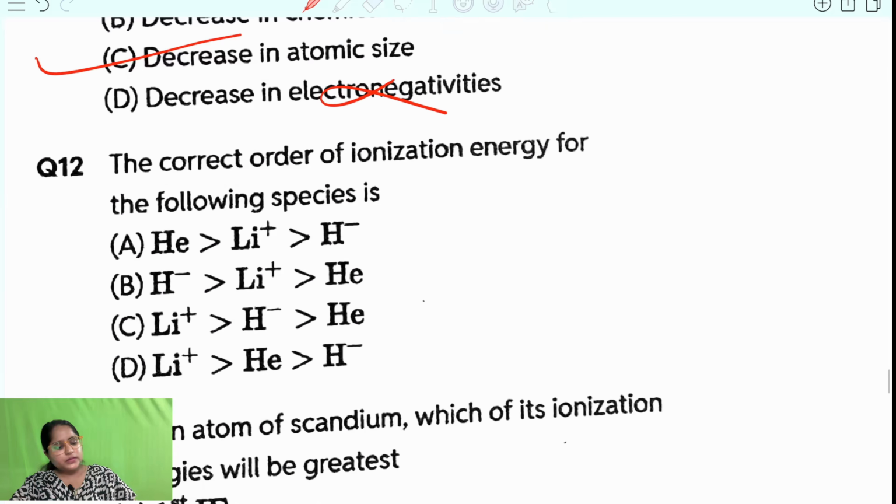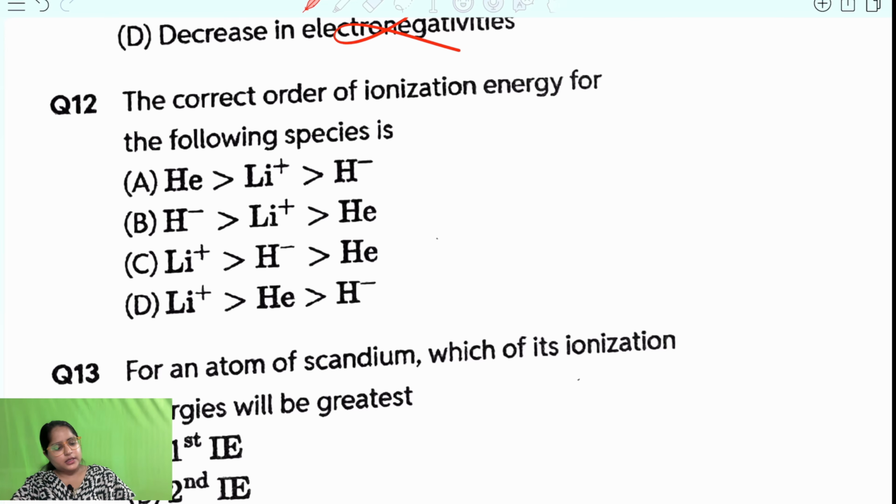Okay. The correct order of ionization energy for the following species. So they have given the charge. For charge, what I have told you: plus, neutral and then minus. So where is plus, neutral, minus? Plus, neutral, minus. Question number 12, D is the answer.